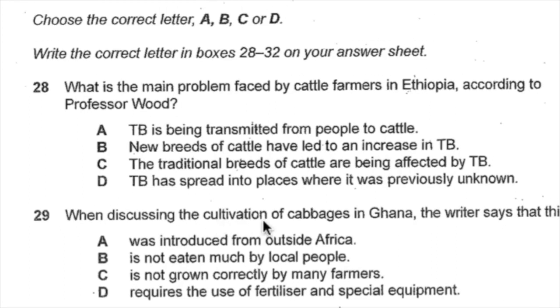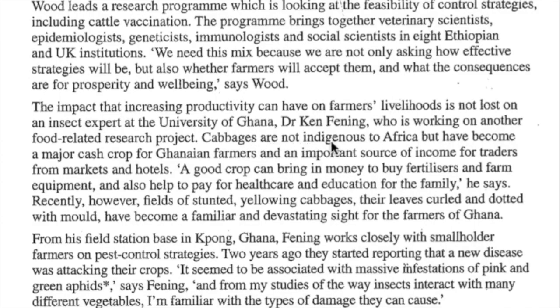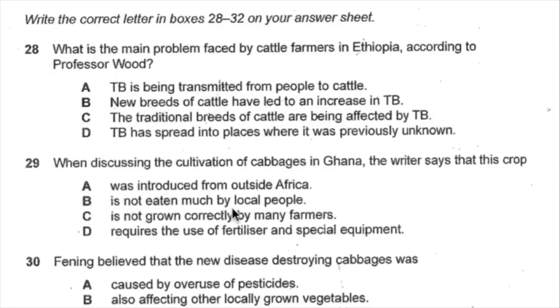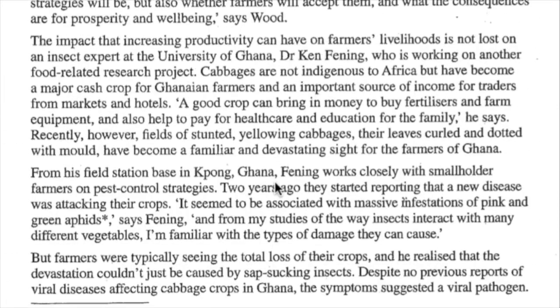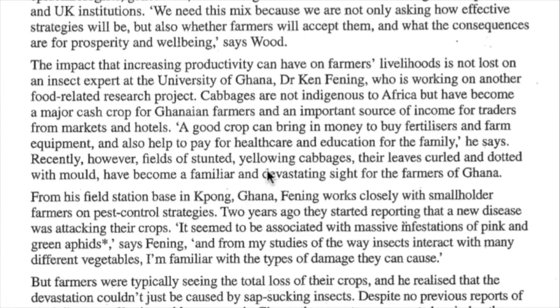When discussing cultivation of cabbages in Ghana, the writer says that this crop, introduced from outside Africa, is not eaten much, not grown correctly, or requires the use of fertilizer. Okay. Cabbages are not indigenous to Africa but have become a major category. So it doesn't say it is not eaten much, not grown correctly, or requires the use of fertilizer. It definitely says it was introduced from outside Africa, in the sense that it is not indigenous. Not indigenous means it was introduced from somewhere else. Cabbages are not indigenous to Africa. That means A is the correct answer.